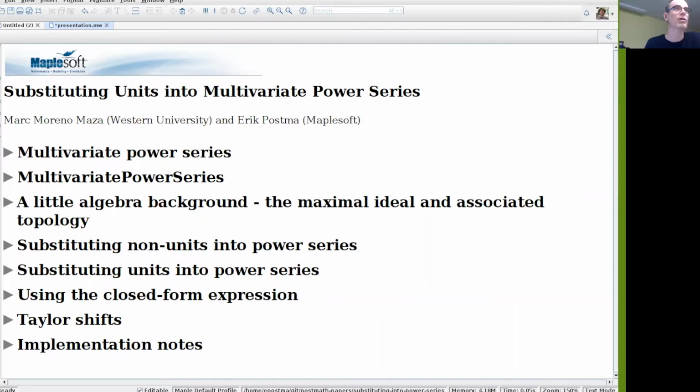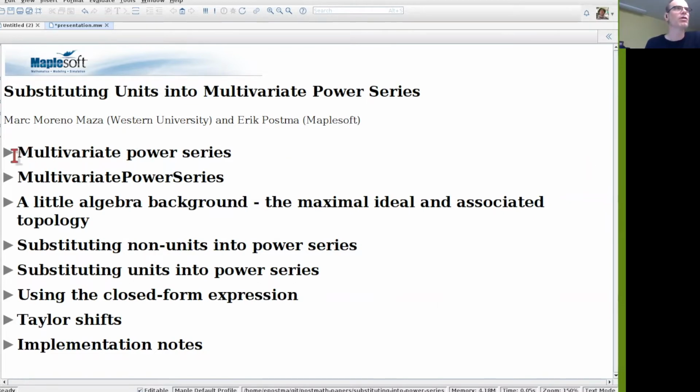I'd like to talk about substituting units into multivariate power series, which is joint work with Mark Maza from Western University. I am Eric Postma, Math Group Manager at MapleSoft.